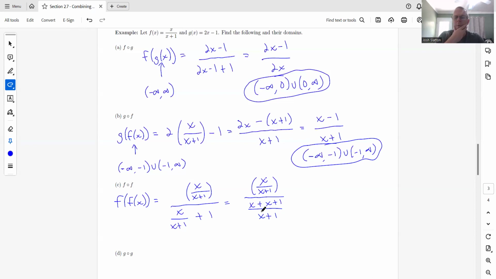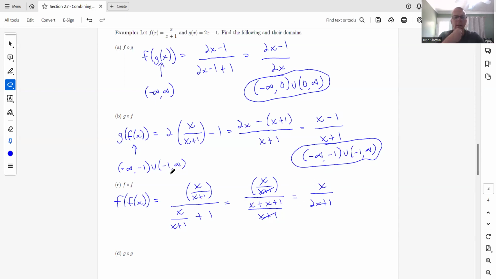All right, so now if you remember in the first part of this section, we talked about dividing fractions, which I'm sure you know. But essentially, these x plus 1s are going to cancel out. And then we're going to have x over 2x plus 1. So x and then 2x plus 1.